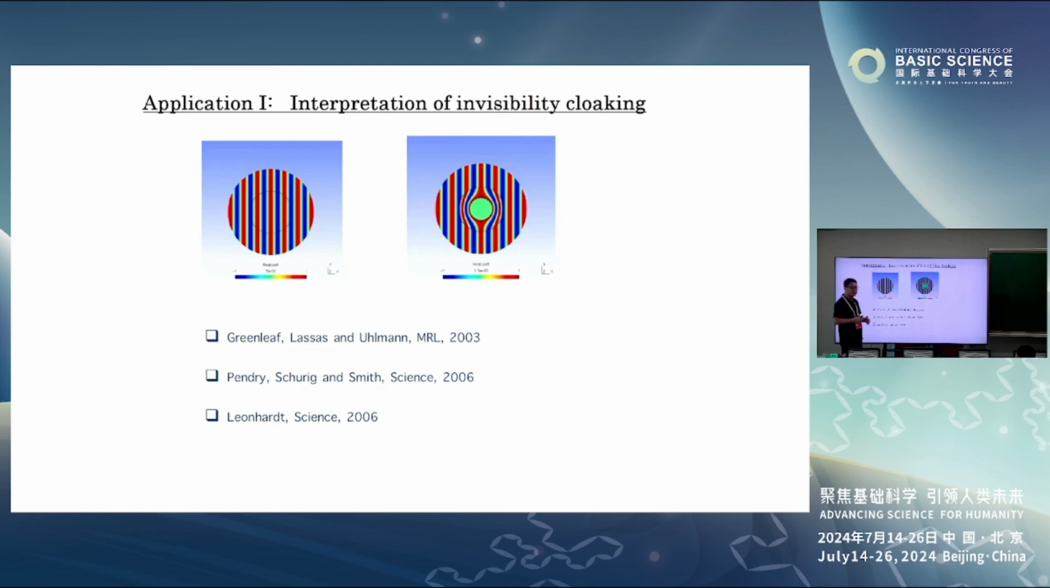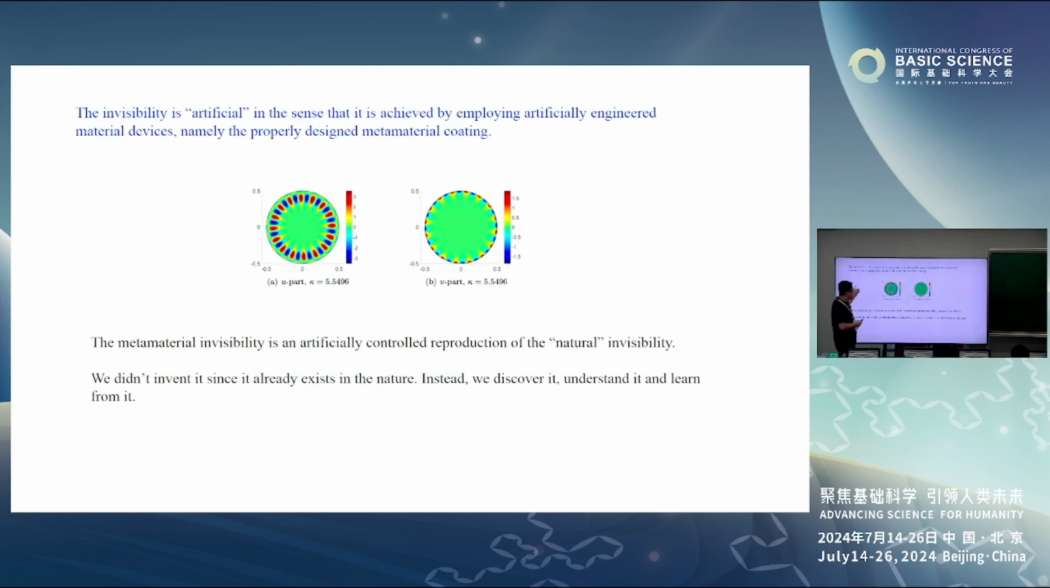Something like that. You can see the wave has to slide, has to propagate on the surface of this target object, because it cannot enter too deep inside this scatterer, otherwise it can generate scattering, right? So this type of invisibility is produced by physicists. It's artificial in the sense that it is achieved by employing artificially engineered material devices. It's the metamaterial coating.